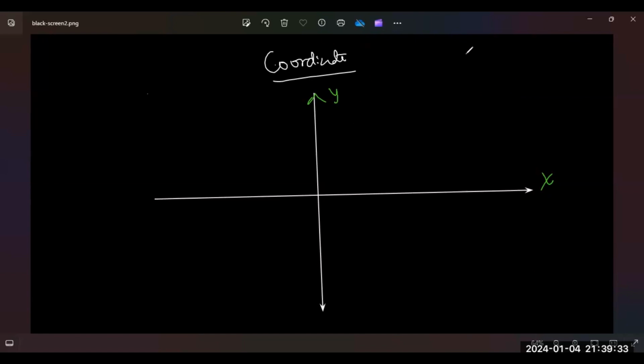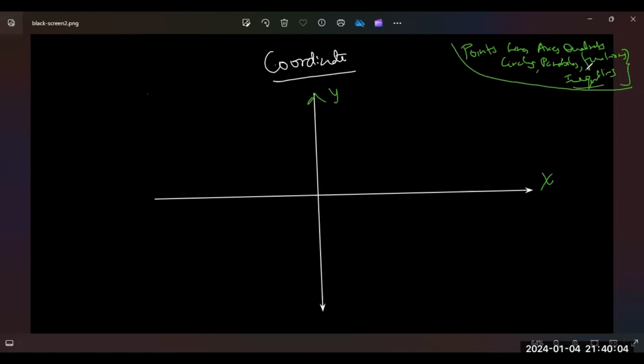So in this chapter, we will learn how to address points, lines, axes, quadrants, circles, parabolas, though it's very rarely asked, but still we'll do that, and functions. Time permitting, we will also take up inequalities today. So these are the application bits of coordinate, and these are some fundamentals.